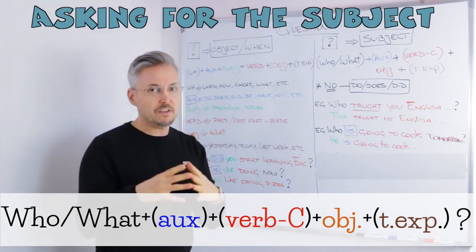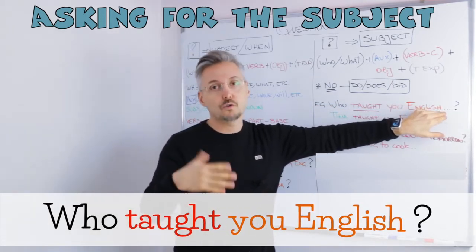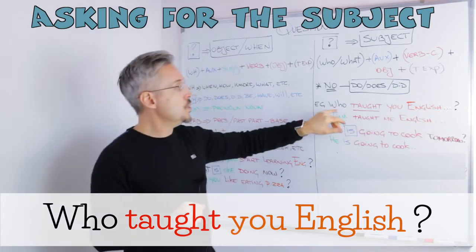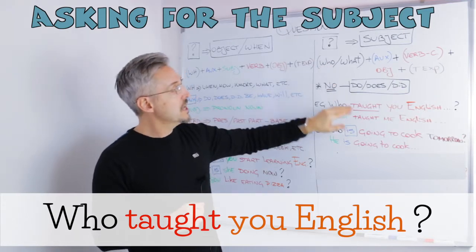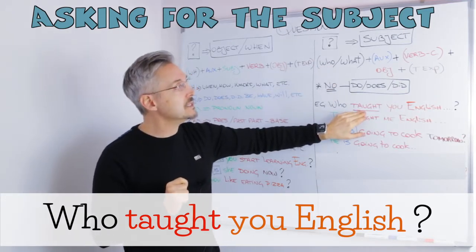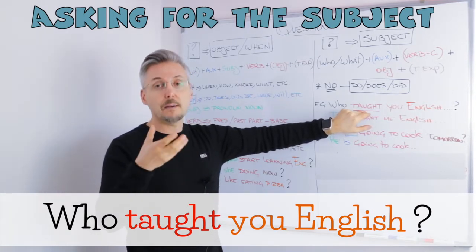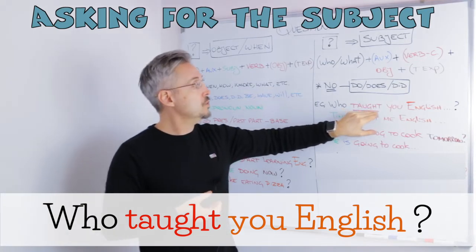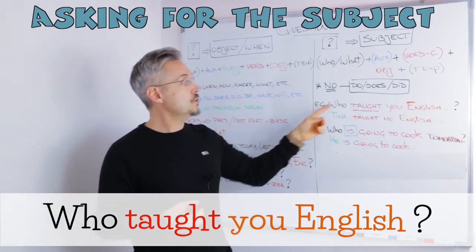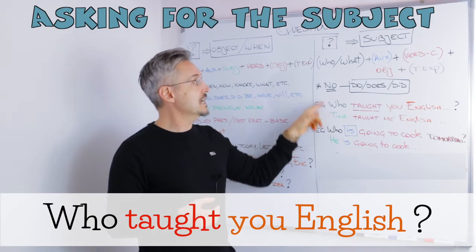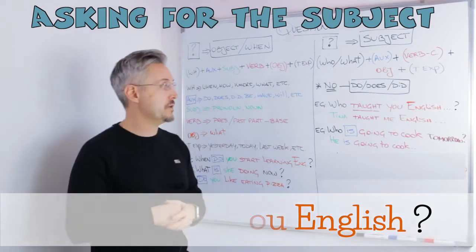Let me explain by giving an example. For example, who taught you English when you were in primary school was the question. Who taught you English? In this case, we have who as the WH question word. Then we have taught, which is the past simple of the verb to teach, and it is a past simple question. Who taught you? You is the object. English is the object. So who taught you English? Tina is the answer. Tina is the subject, who taught me English when I was in primary school.